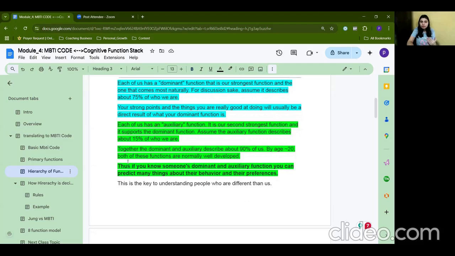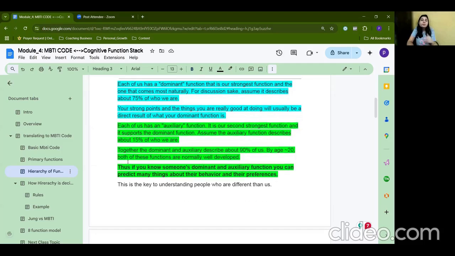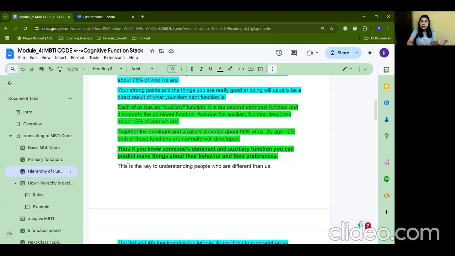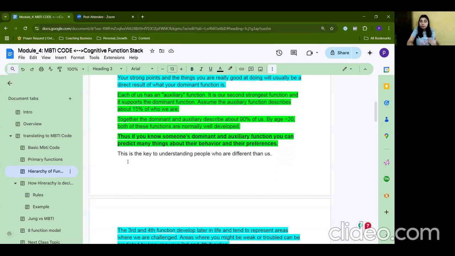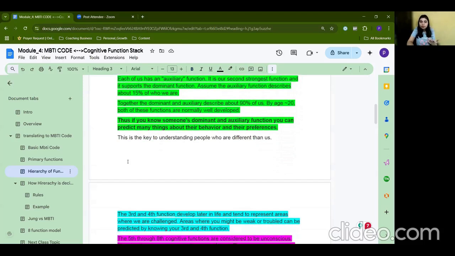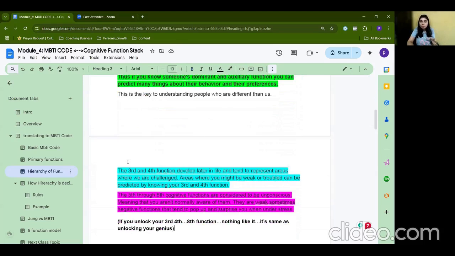If you know someone's dominant and auxiliary function, you can predict many things about their behavior and their preferences. And this is the key to understanding people who are very different from us. Now, the third and the fourth function, as I said before, develop later on in your life.